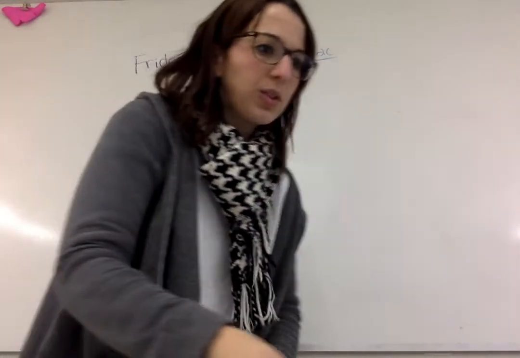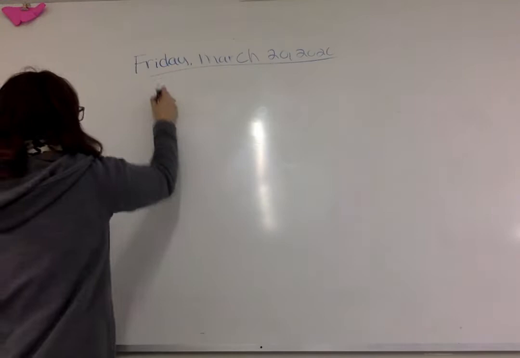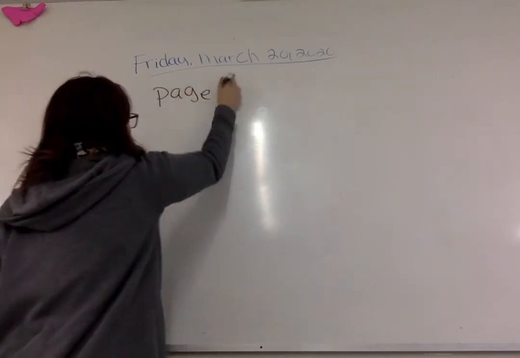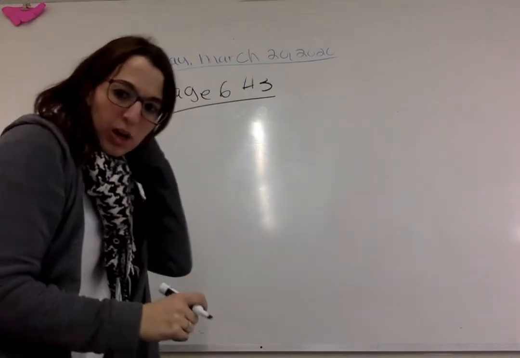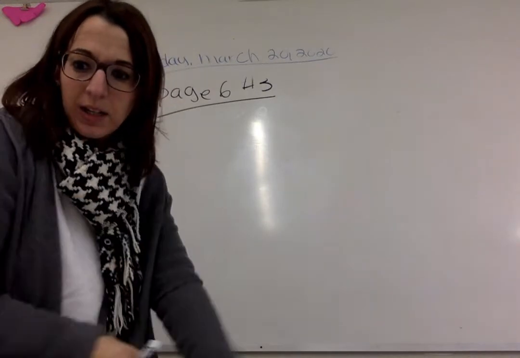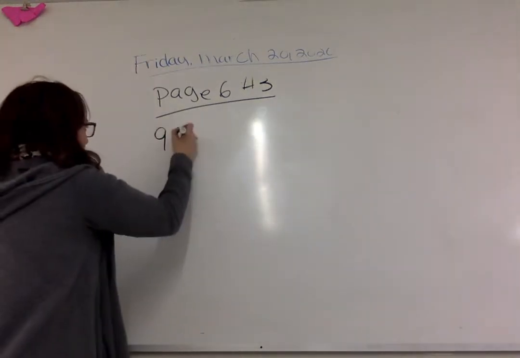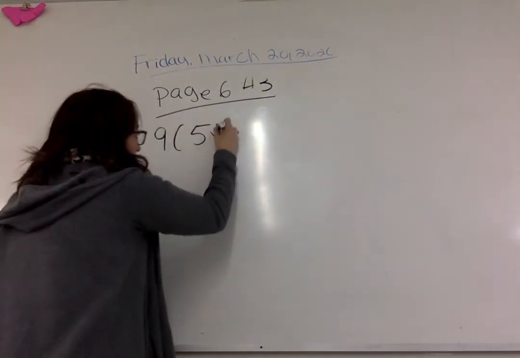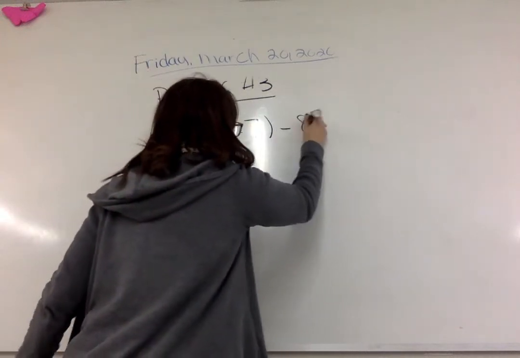So again, this is now going to be question 3 on page 6. We're on problem number 3, and here we go with this question. It reads, write an expression that is equivalent to this one. 9 parentheses 5v plus 7 minus 8v.